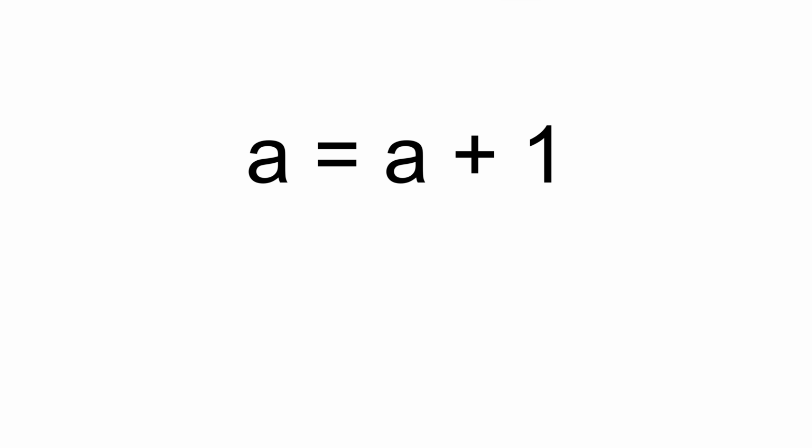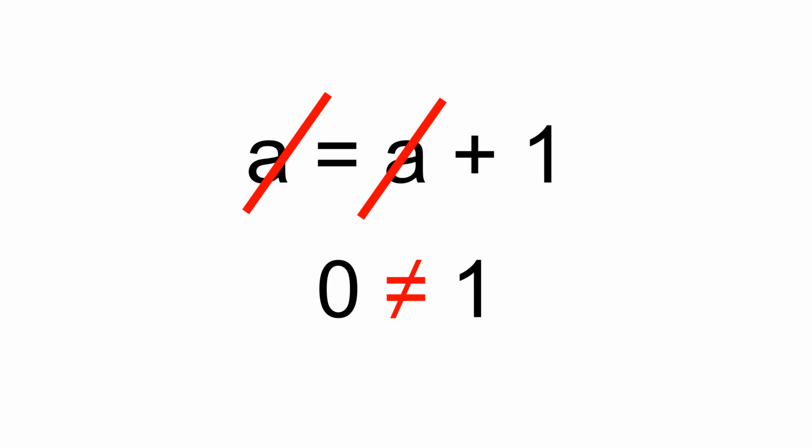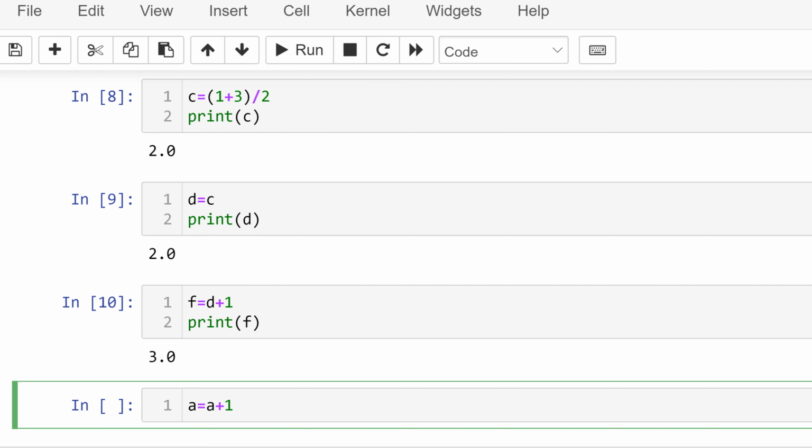You can use the same variable on the left and right side of the equal sign, just like a equals a plus 1. In math, this expression is not correct, as the variable a on both sides cancels out and 0 is not equal to 1.